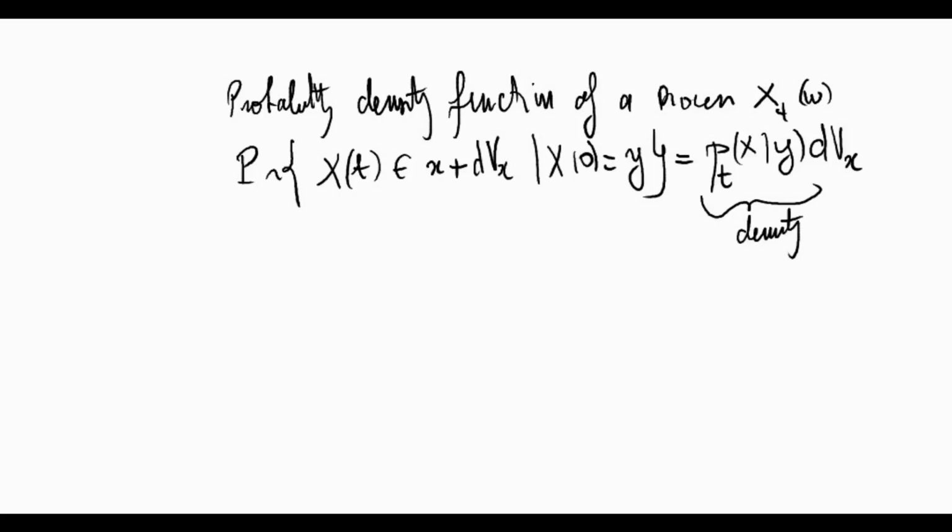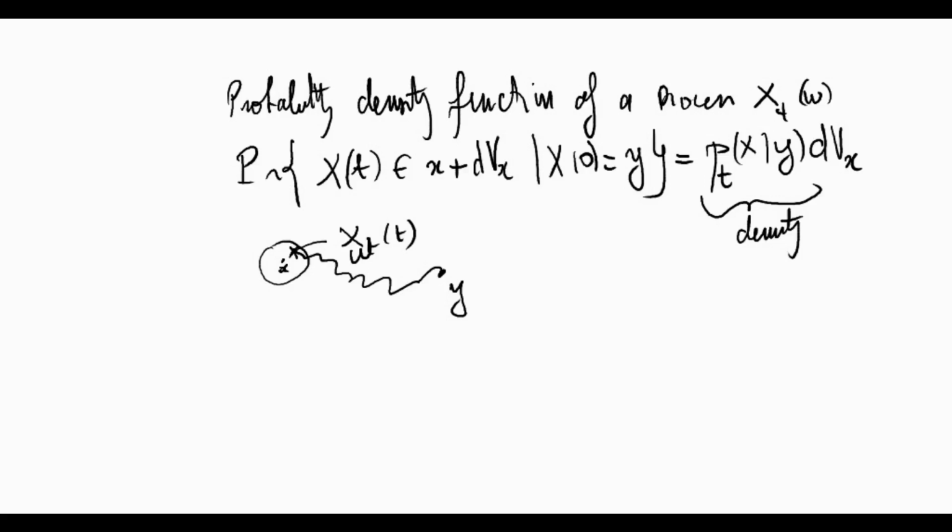And so again, this is the probability that if we think about a ball located at position x, at time t the process is located inside this ball. This is X_t(ω), when the process started before at position y, so it ended up here at time t.